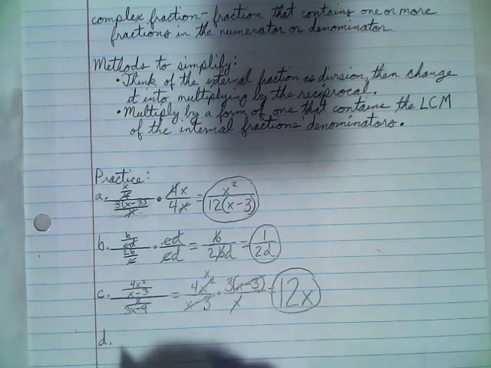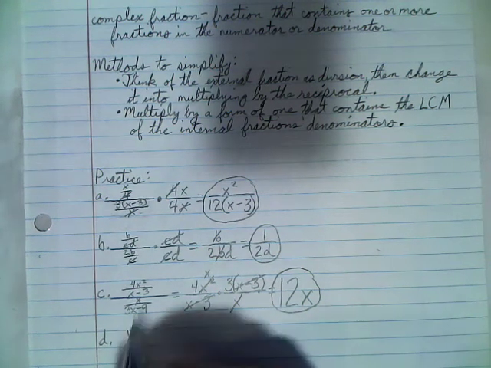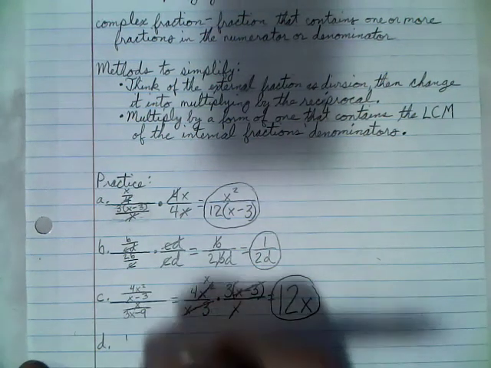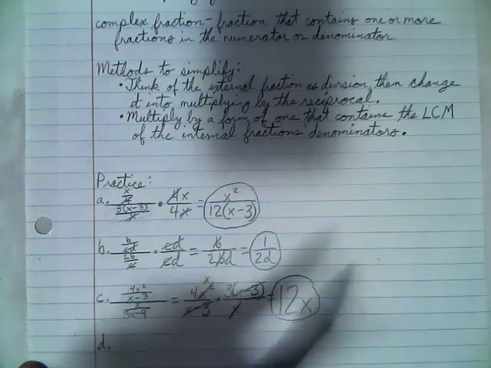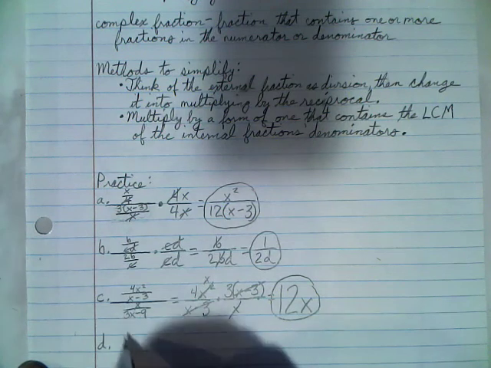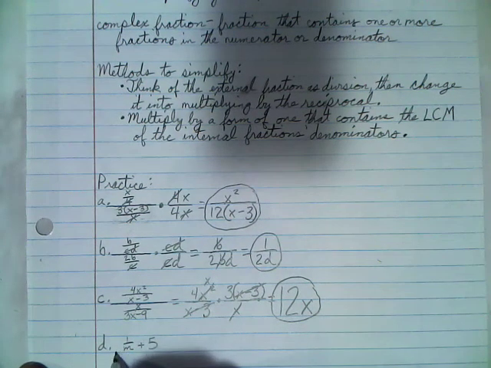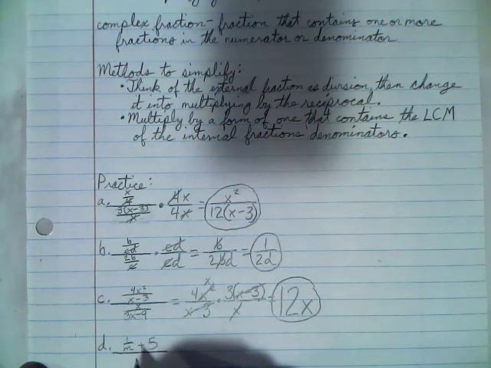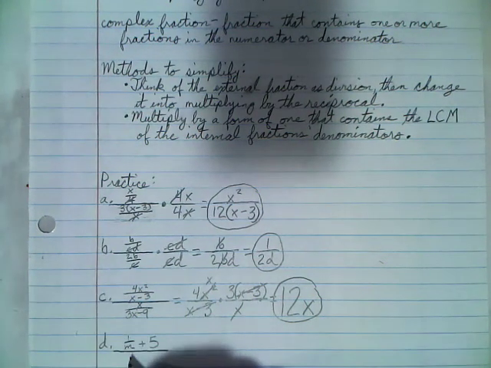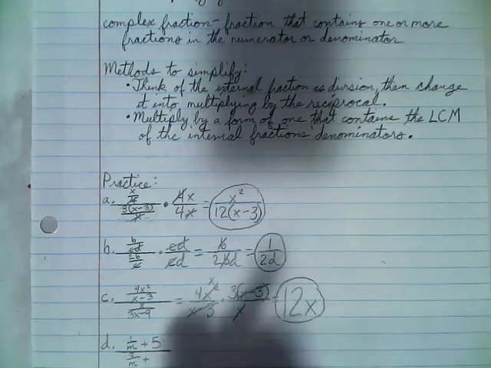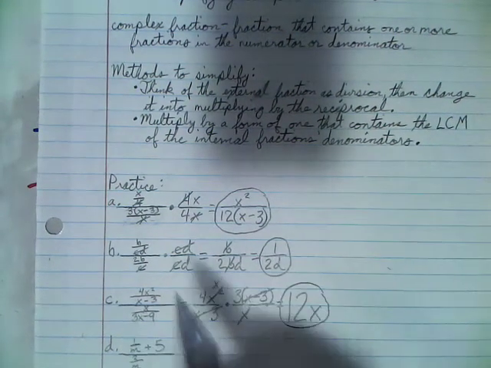D, when I look at D, I have to write real small here. I guess, yeah, 1 over m plus 5, and all that over 2 over m minus x over m.